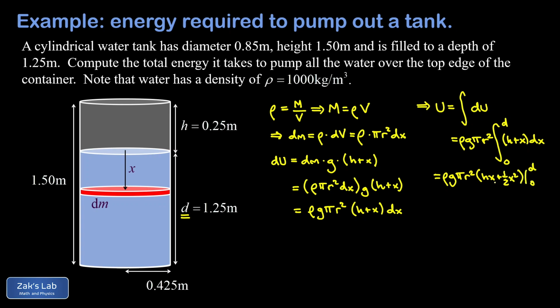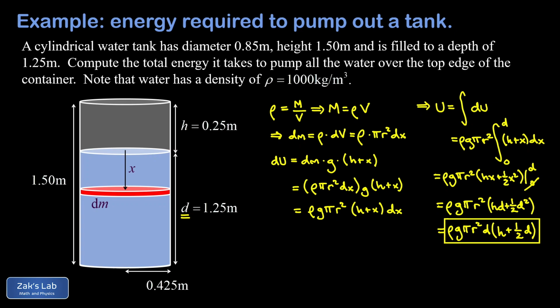Now when I replace x with 0, both of those terms are 0, so I don't have to worry about that part. All I have to worry about is subbing in a d here. And we arrive at a symbolic solution of rho g pi r squared times the quantity hd plus 1/2 d squared. Now there is some value in factoring out one of those d's. So I have rho g pi r squared times d times h plus 1/2 d. And I'm going to put a box around that because that's really the final symbolic solution.